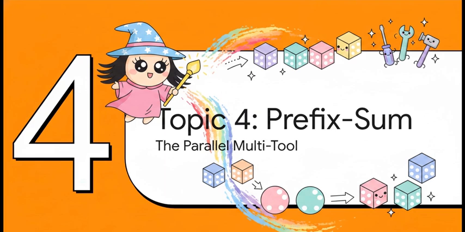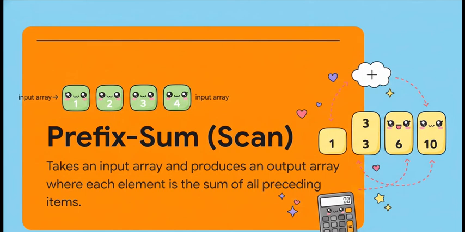You might also see it called a scan operation. It seems so simple, but it unlocks so much power, it's kind of crazy. So what is this magical thing? A prefix sum just takes an array of numbers and makes a brand new one. In the new array, each spot holds the sum of all the numbers that came before it in the original array, including itself. Simple, right?